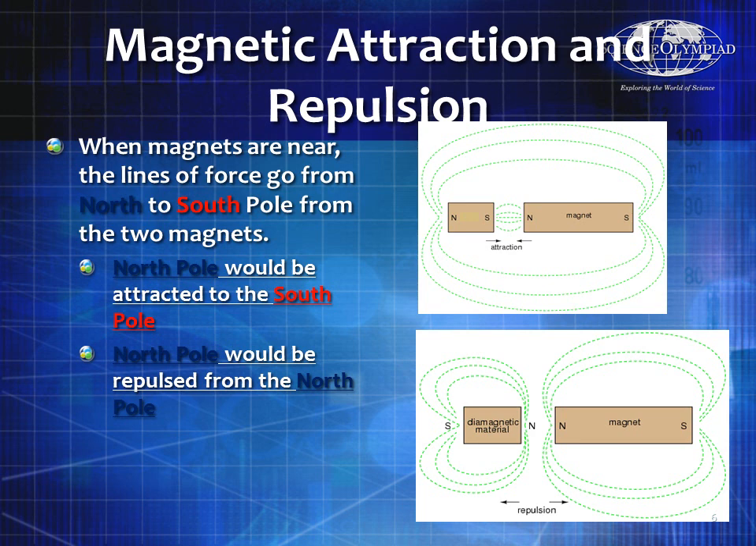Now, let's say we put the two north poles next to each other. Well, they loop back, but you'll notice that I can't draw the lines from north to north, and so that's how you get repulsion.